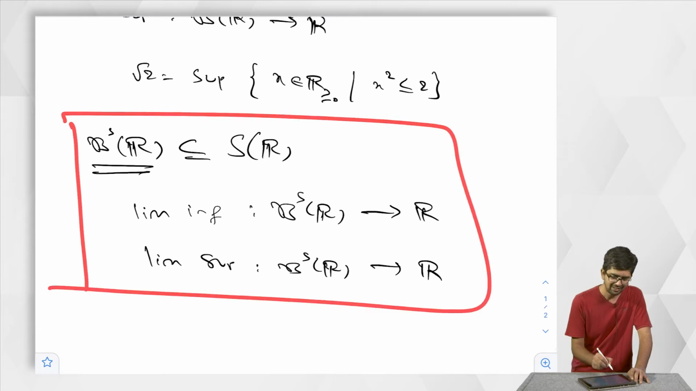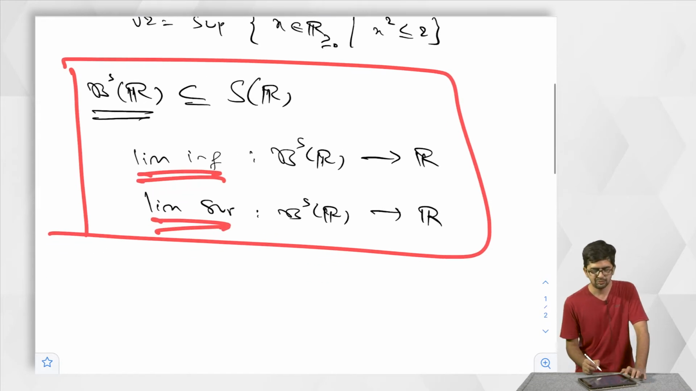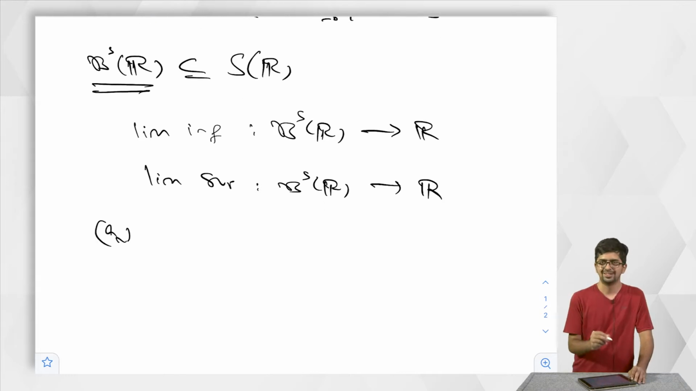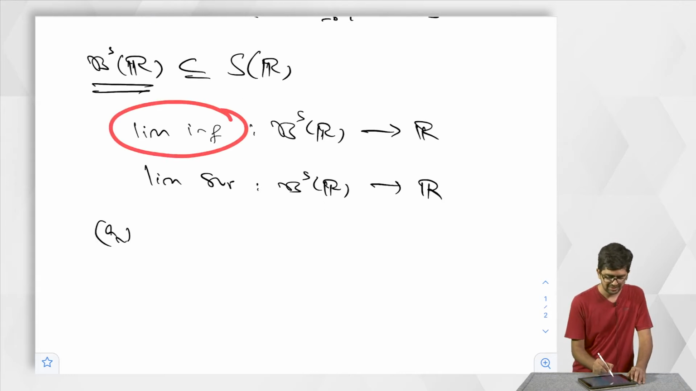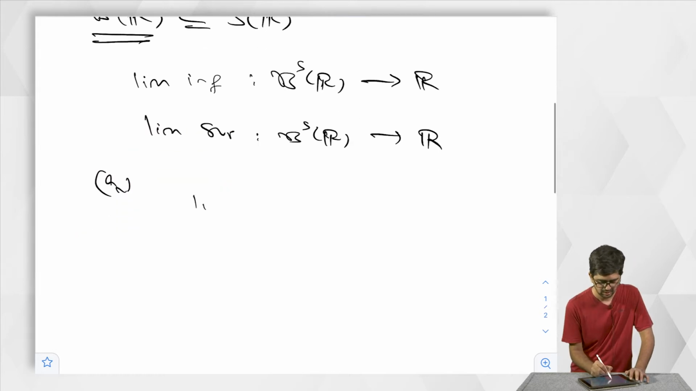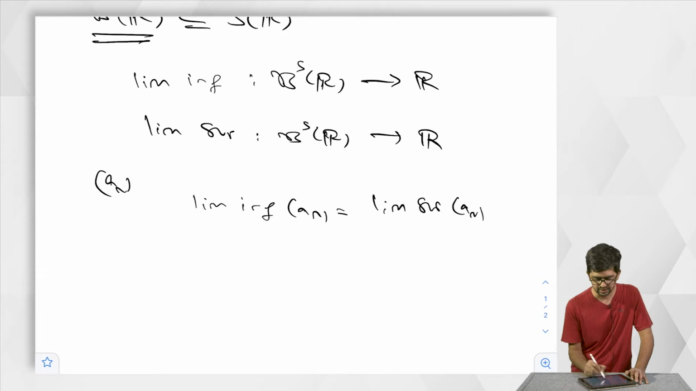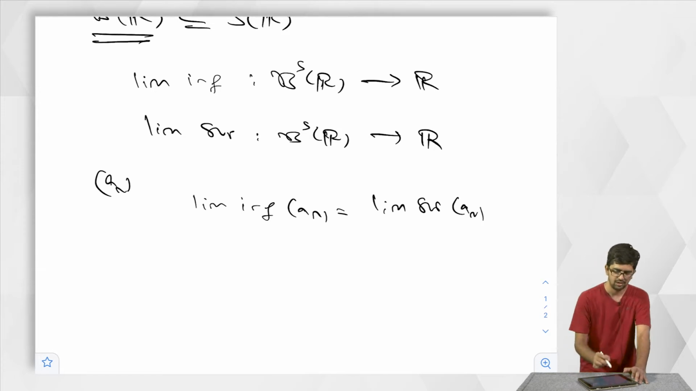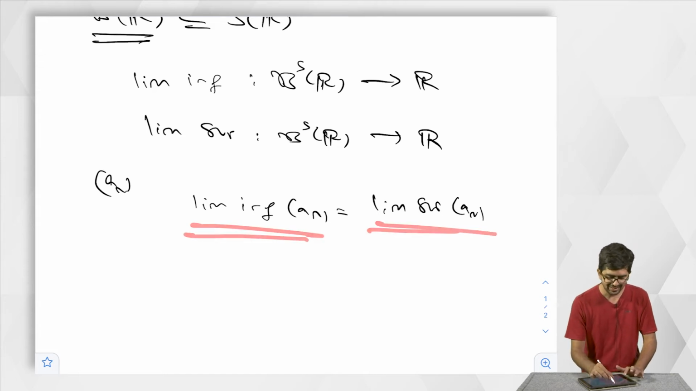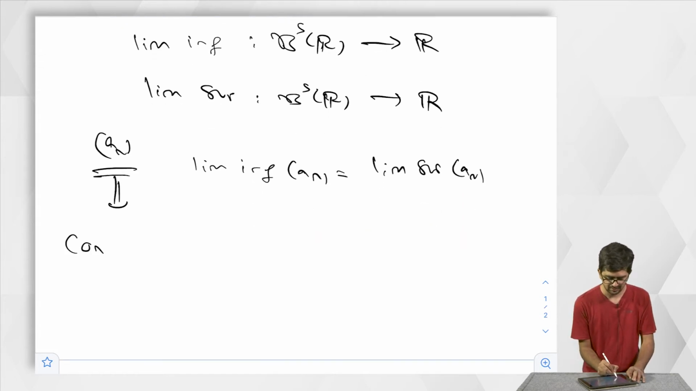Now let us come back to this. For sequences also we have introduced two maps, and then what we have said is, suppose there is a sequence A_n such that lim_inf of A_n is equal to lim_sup of A_n. Then, I mean this is not the definition, but we have seen that if this is the case, then A_n is a convergent sequence.